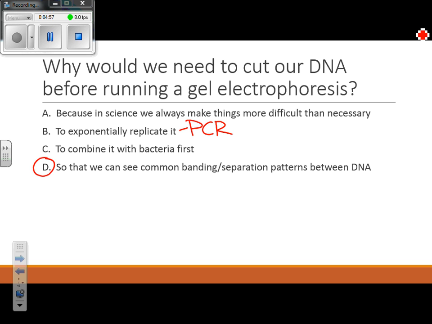This is when we have a tiny bit of DNA, maybe from a fossilized specimen, that we need to amplify so that we can use that DNA to create additional tests. We don't need to combine it with bacteria all the time. Sometimes that's what we do. But really the reason we cut our DNA is so that we can see different segment lengths of DNA and see who has that same segment in common.